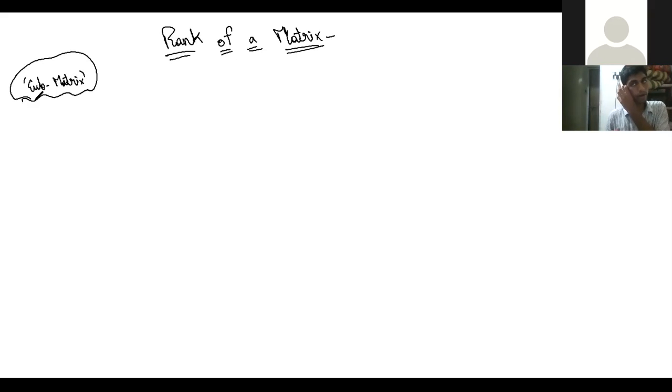The matrix obtained by deleting some rows or columns or both is called a submatrix. So, definition. Now we're going to the definition of rank.